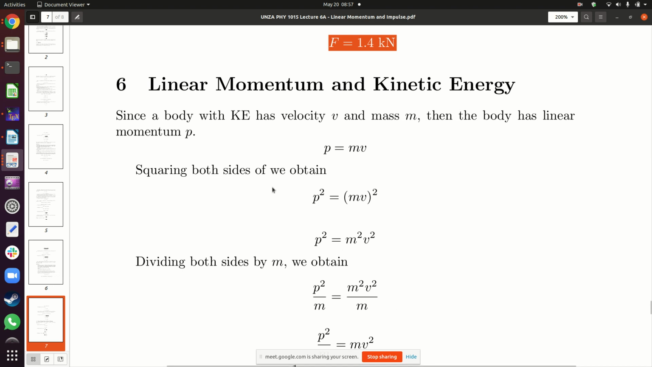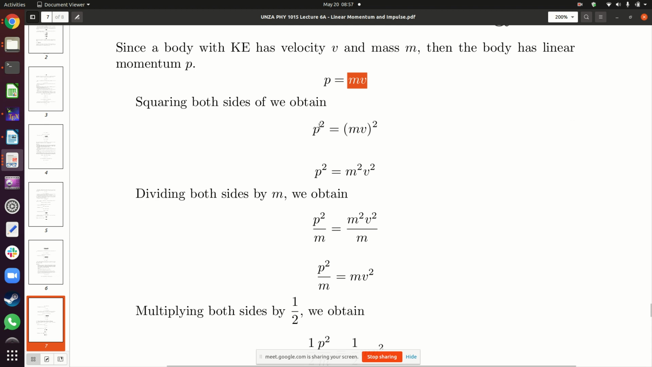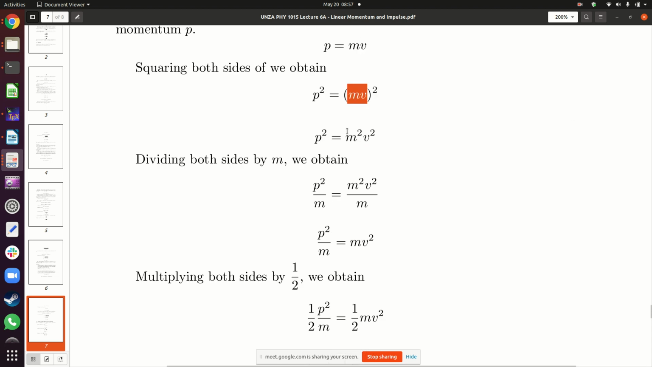So we are going to start with linear momentum, which is p equals mv. So we square on both sides, so we end up having p squared equals (mv) squared. Since we have squared this side, we also square this side. So that is going to give us p squared equals m squared v squared. When we square on both sides, you have not really changed anything.